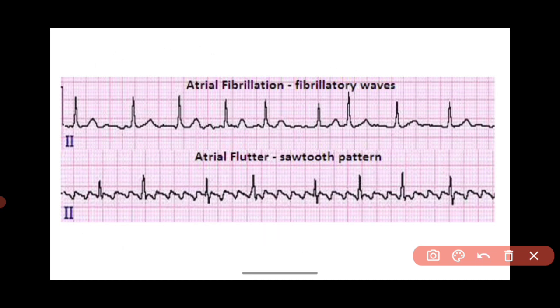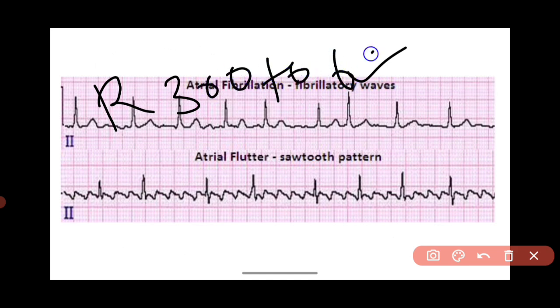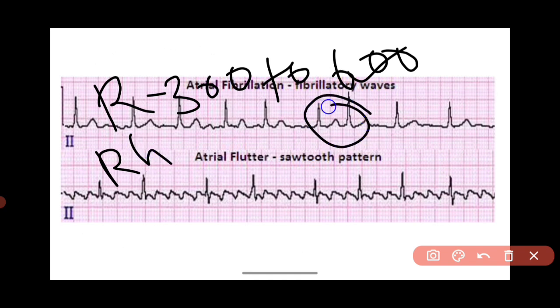First, atrial fibrillation. In atrial fibrillation, the heart rate is going to be 300 to 600. The next one is rhythm. The rhythm is irregular. What is irregular rhythm? You can see here the RR interval is very short, and here the RR interval is long, and there is no P wave. There is no P wave at all. So there is an irregular rhythm.